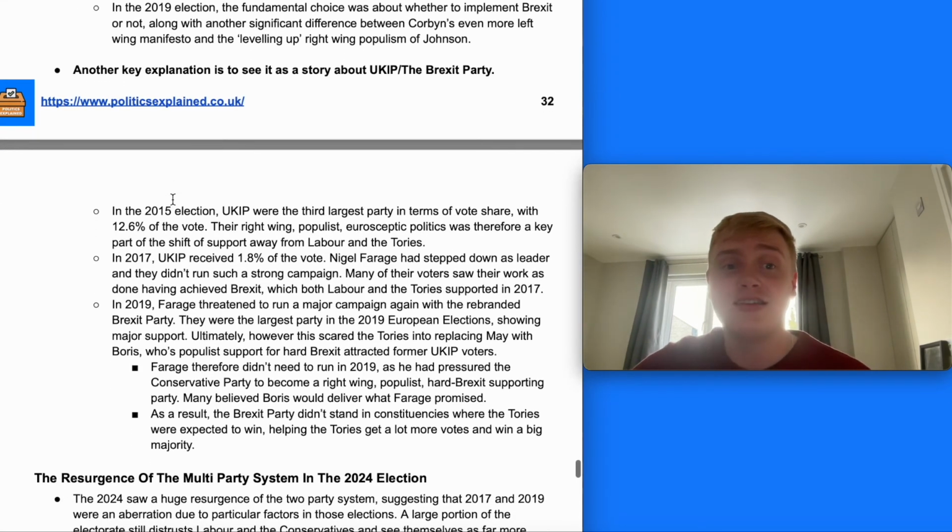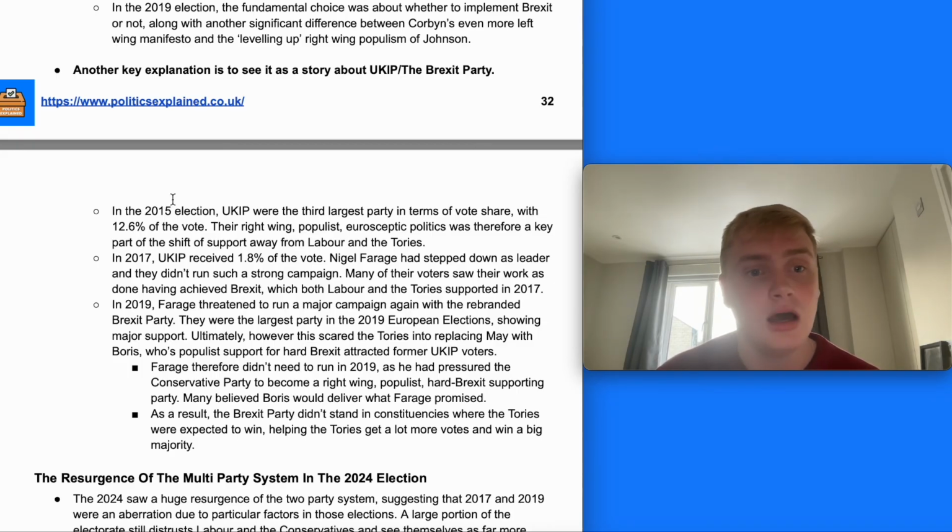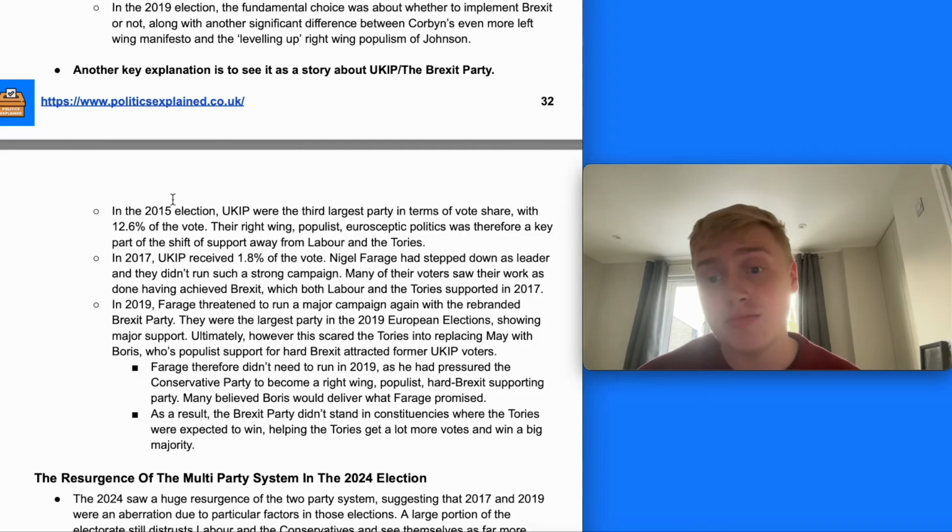Another explanation for this is to see it as a story of UKIP and the Brexit Party. So in the 2015 election, UKIP were the third largest party in terms of vote share, with 12.6% of the vote. Their right-wing populist, Eurosceptic politics was therefore a key part of the shift of support away from Labour and the Tories. In 2017, they decreased massively, though, to 1.8% of the vote. Farage had stepped down as leader and they didn't run such a strong campaign. Many of their voters saw their work as done having achieved Brexit, which both Labour and the Tories supported in 2017. In 2019, Farage threatened to run a major campaign again with the rebranded Brexit Party.